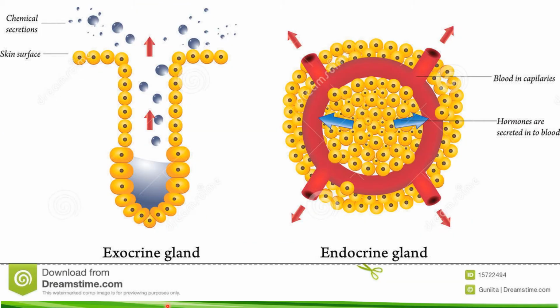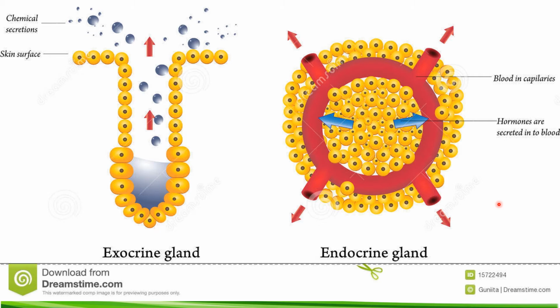This diagram shows the two general types of glands in the body. We have the exocrine gland and the endocrine gland. Exocrine glands are glands that secrete substances, examples of which are saliva and milk, which are carried through ducts to a specific site in the body. Of course, the endocrine glands are ductless, and their secretions, which are the hormones, are directly secreted into the bloodstream.